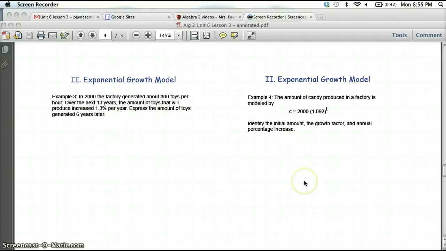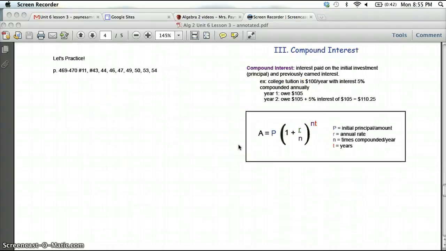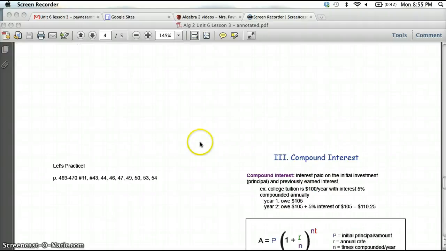So now go ahead and do example number 4 on your own. Okay, and that is the end of lesson 3.